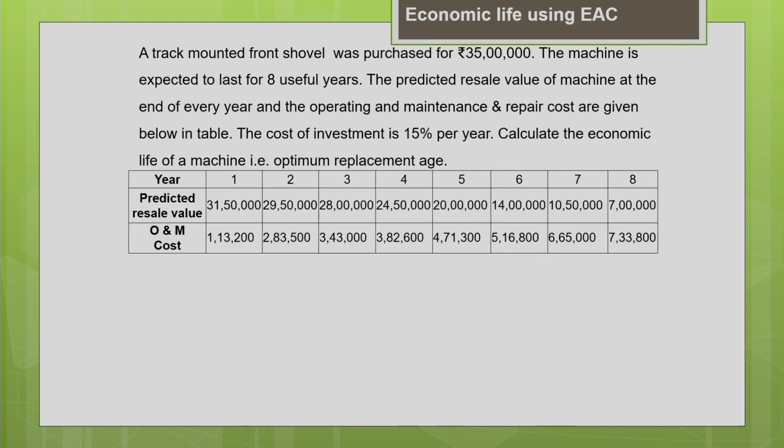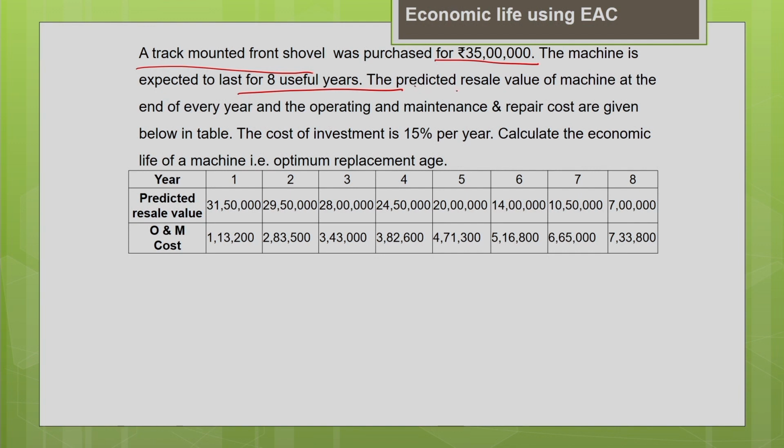We are going to determine the economic life of a particular machine using the equivalent annual cost method. Here we are going to consider the equipment, a track mounted French shovel. This machine was purchased for a purchase price of 35 lakh. The machine is expected to last for 8 useful years, so the useful life of the machine is expected to be 8 years.